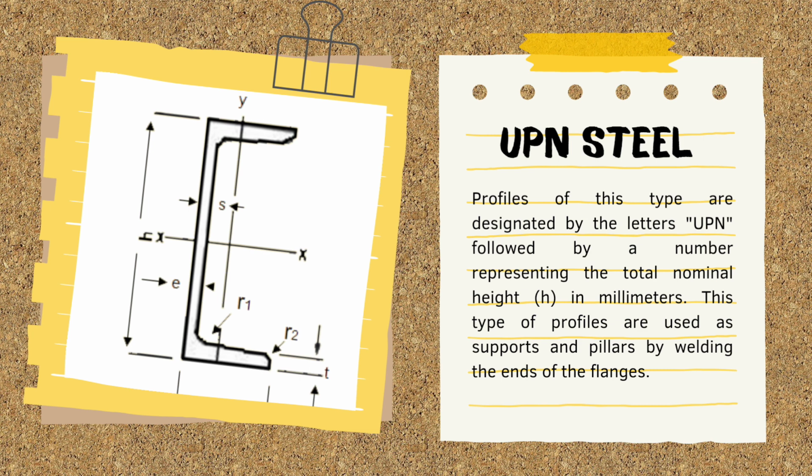UPN steel. Profiles of this type are designated by the letters UPN, followed by a number representing the total nominal height in millimeters. This type of profile is used as supports and pillars by welding the ends of the flanges.